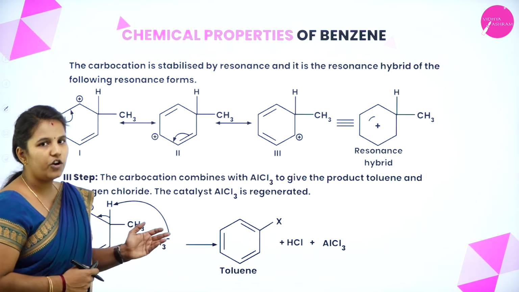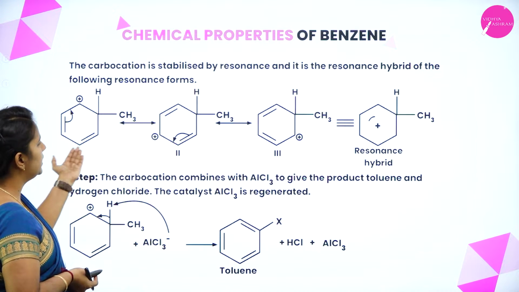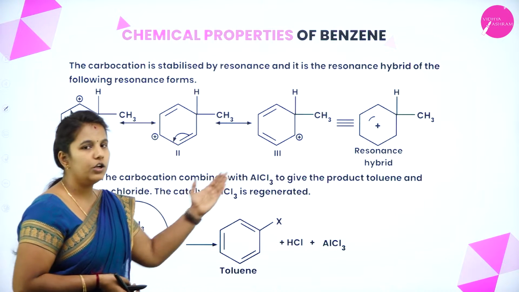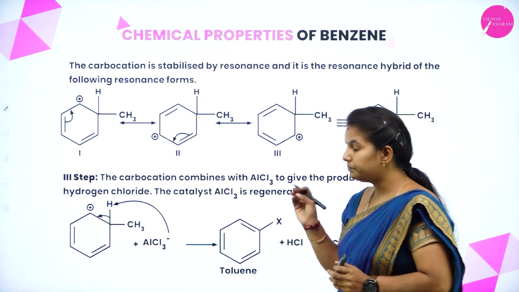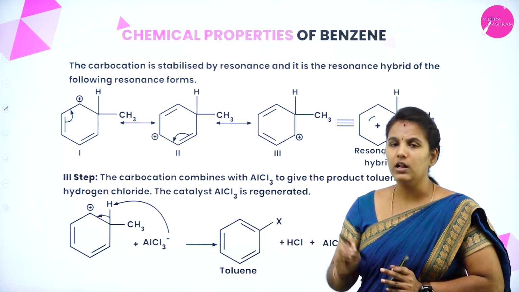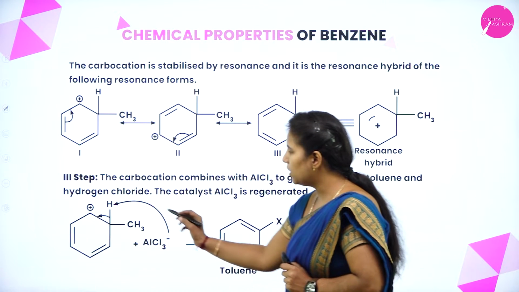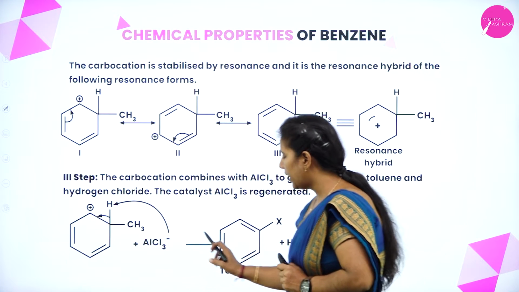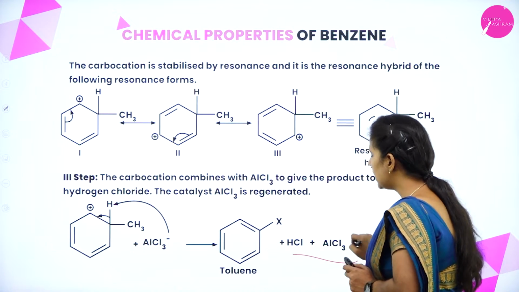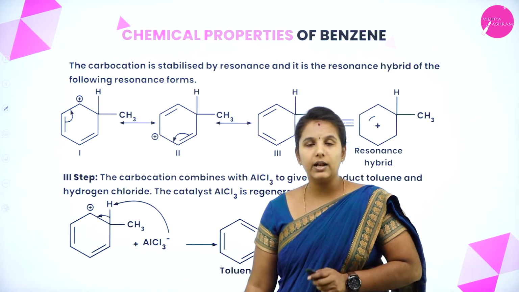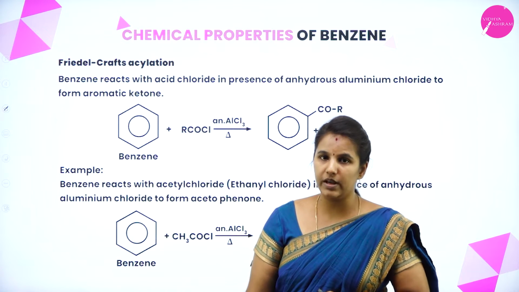In the third step, what will happen? Resonance hybrid stabilization takes place. You can see how this bond is shifted to form a resonance hybrid. Whereas in the fourth step, this carbocation loses one more proton with the catalyst and forms what? Toluene. This is how the entire product is formed by the alkylation of benzene.